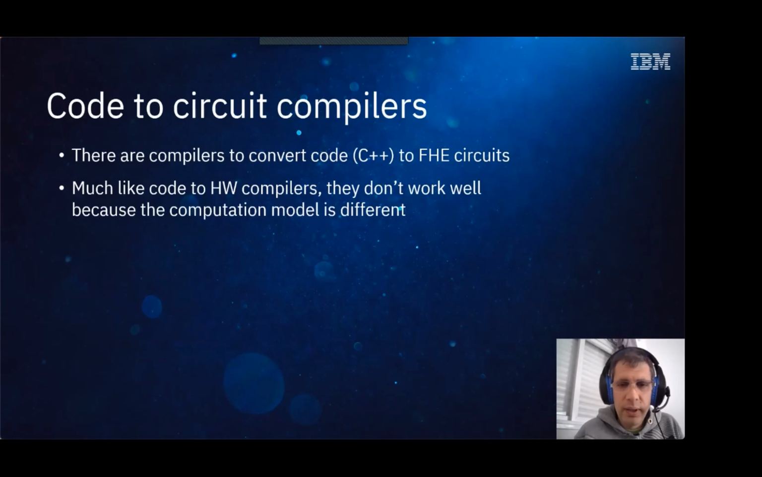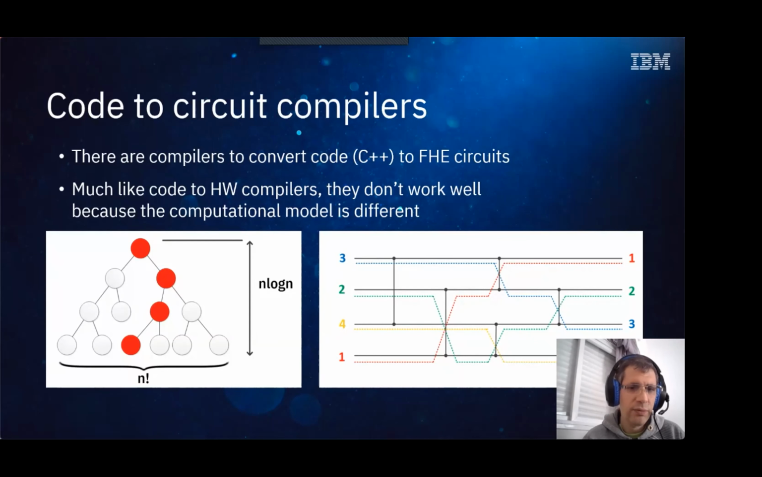So there are some compilers that convert C++ code into FHE circuits, but the question of building such a compiler is not a new one, and actually it was studied in the past in the context of hardware circuits, where people have tried to take C++ or any software code and compile it into a hardware circuit. And it turns out that this doesn't work very well. The reason is that the underlying computation model is different in software and hardware. To see why, think of a sorting algorithm.